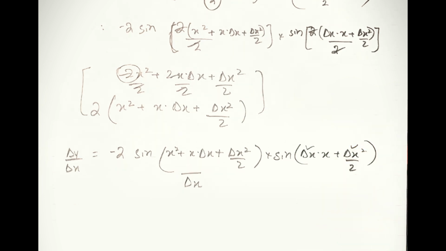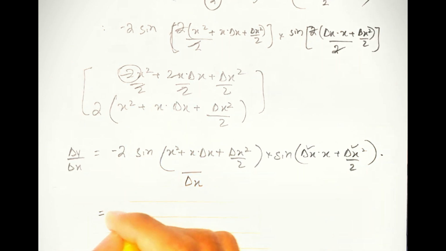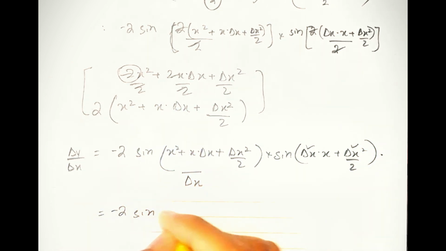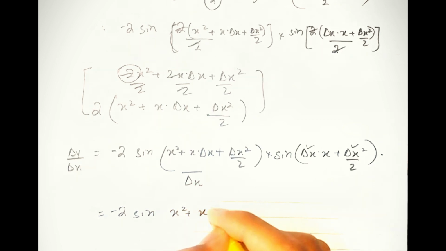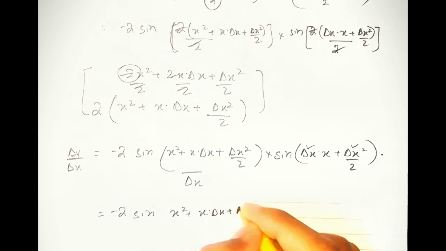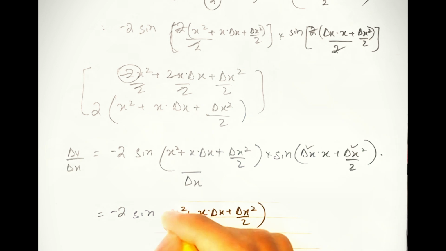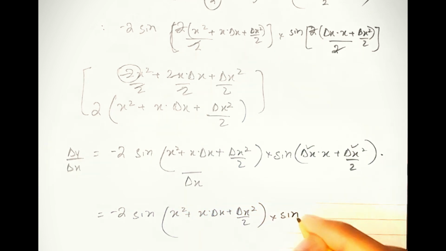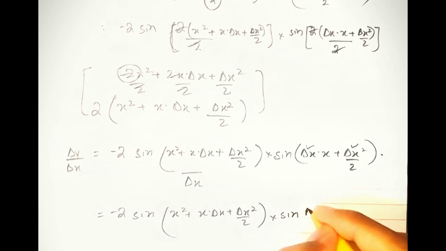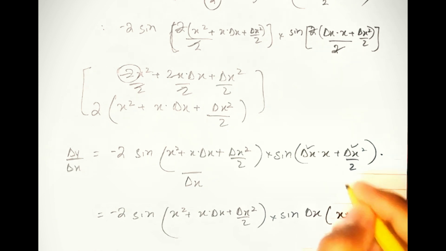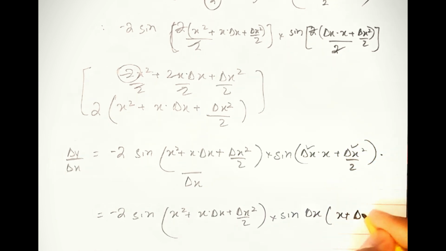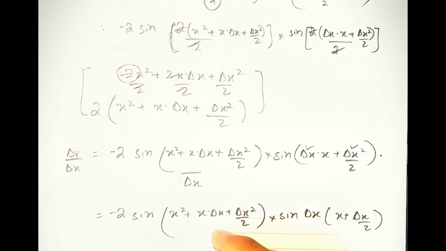You will come to know this in a few seconds. So I'm going to take out delta x common. So let's just do this in the second step. Minus 2 sine (x squared plus x dot delta x plus delta x squared divided by 2) multiplied by sine. Okay, so we are going to take out delta x common, right? So delta x, x plus, okay, so this was squared power, so we have delta x remaining over here divided by 2, and over here we have delta x.